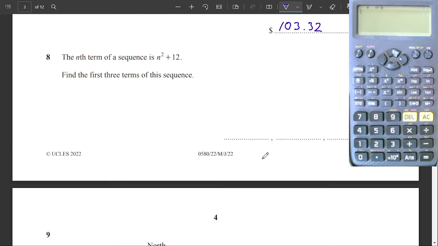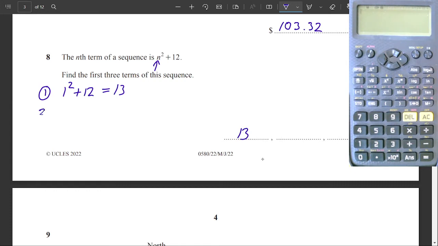Question 8, nth term of a sequence. Remember that n stands for the number, the position of the term in the sequence. So if we want to know the first number in the sequence, we put a 1 there where the n is. So that's 1 squared plus 12. 1 times 1 is 1, plus 12 is 13. So the first one would be 13.